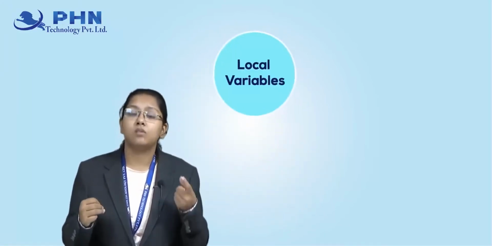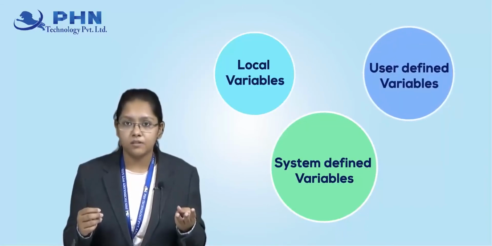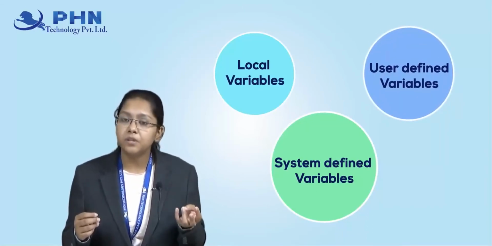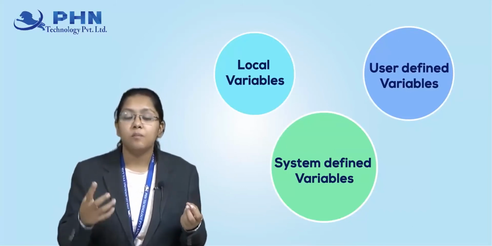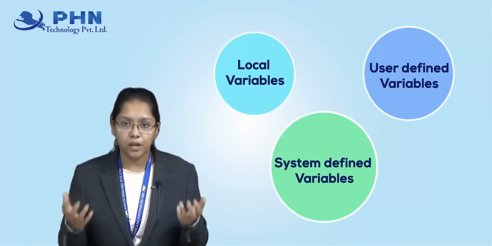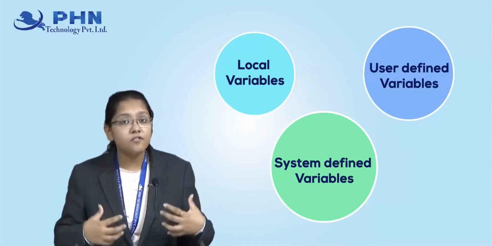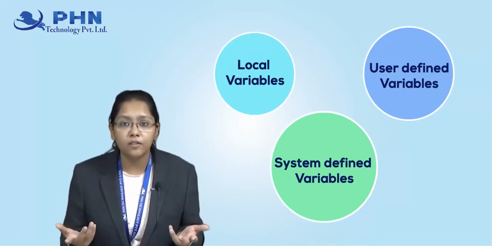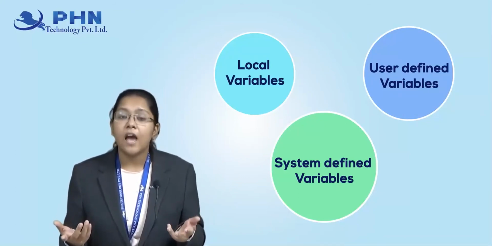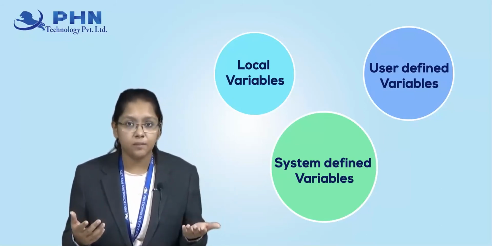Now there are three main types of variables, that is local variable, system variable and user defined variable. Now user defined variables means what? The variable names which are specified by the user. Let's say I am the programmer of my code. The names which I decide and give, that is nothing but user defined variables, right? And another type is your local variables.